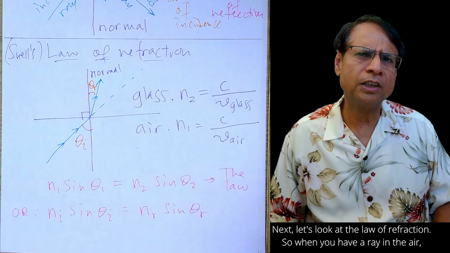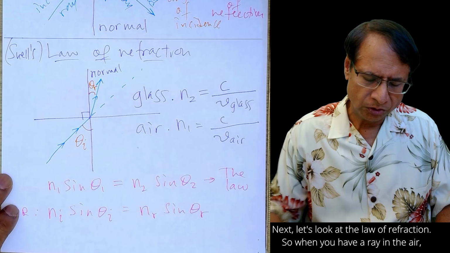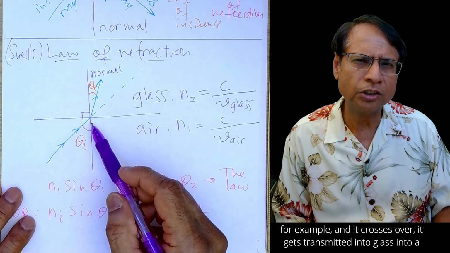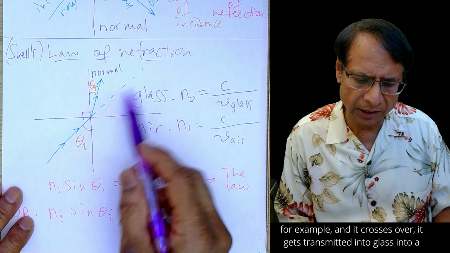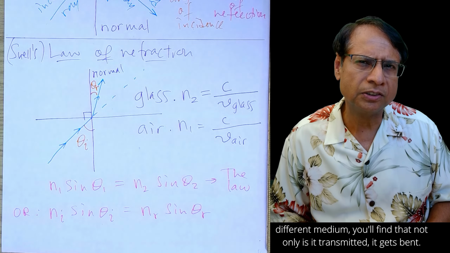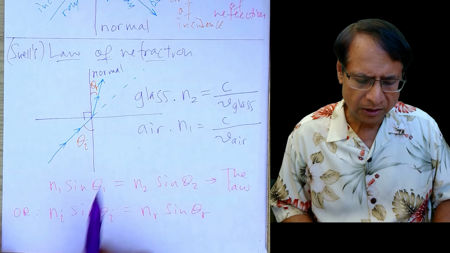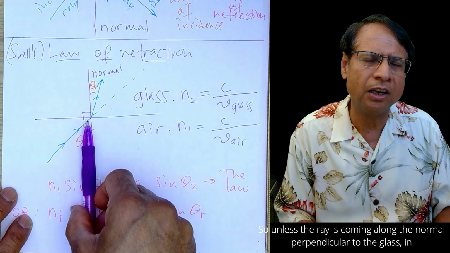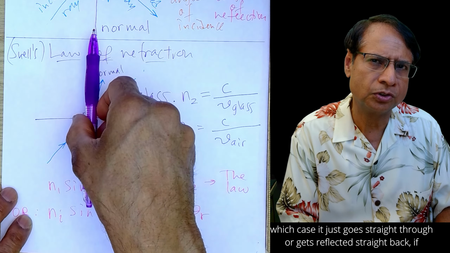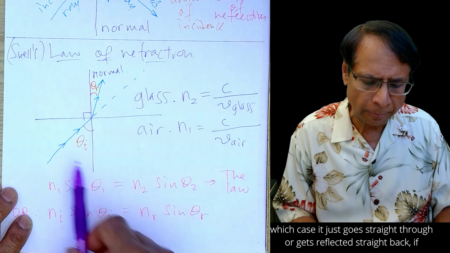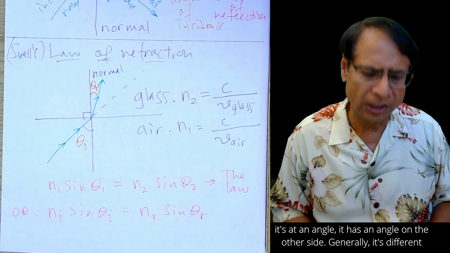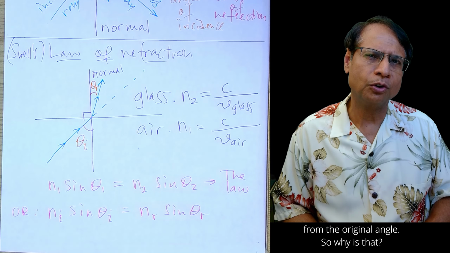And next, let's look at the law of refraction. When you have a ray in the air, for example, and it crosses over and gets transmitted into glass, a different medium, you'll find that not only is it transmitted, it gets bent. Unless the ray is coming along the normal, perpendicular to the glass, in which case it just goes straight through or gets reflected straight back. If it's at an angle, it has an angle on the other side, which is generally different from the original angle.